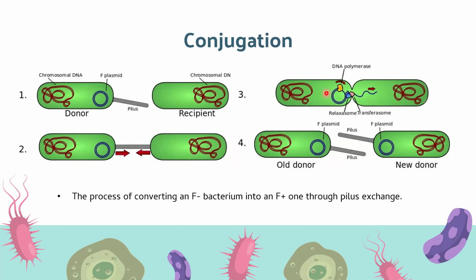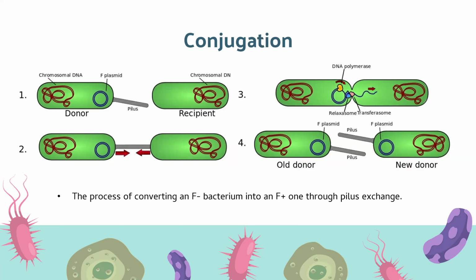After this linkage, it is going to create a mating bridge where it's going to make a copy of its plasmid. I'm not sure if you can see my pointer. I hope you can. It's going to create this mating bridge where a copy of its plasmid is transferred into this recipient bacterium that lacks the F plasmid. Once this has been transferred, we now have two cells that have this F plasmid as well as this sex pilus.